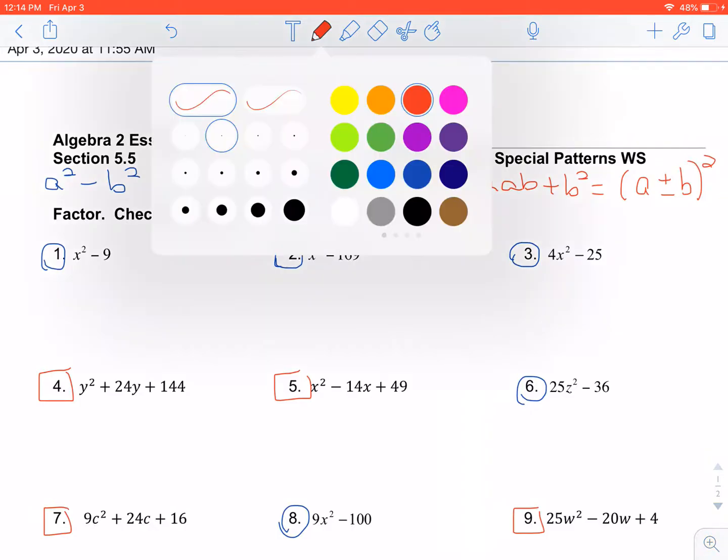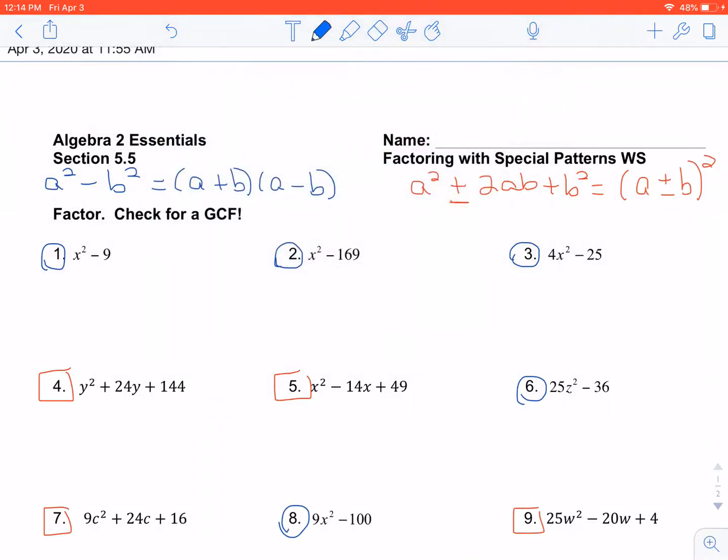So if we look at number 1 together, we have x squared minus 9. The first thing, check for a GCF. Well, it's just x squared, so there's not a GCF. The second thing, we need to take the square root. A is x. The square root of 9 is 3. And now because there are two terms, my pattern means something plus, something minus. So my A was x, the B was 3. X plus 3, x minus 3. So numbers 2 and 3 are exactly like that one we just did.